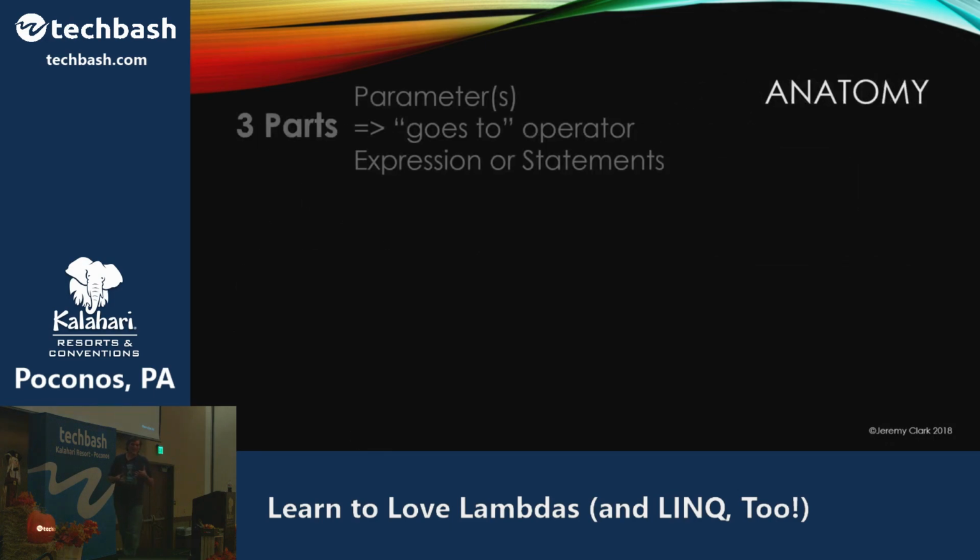So let's take a look at the anatomy of a Lambda expression. There's just 3 parts to it. There's a set of parameters. That could be 0, 1, or more parameters. Then there's that cool fat arrow known as the goes to operator. And that is in between the parameters and the rest of the Lambda expression, which in this case could be either an expression or a statement or set of statements.